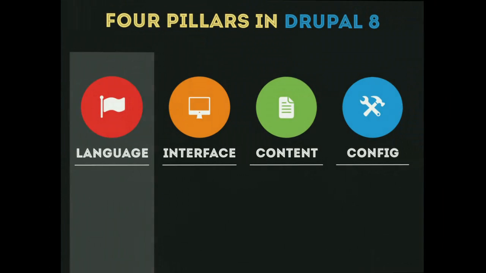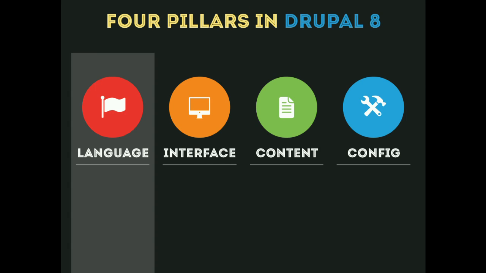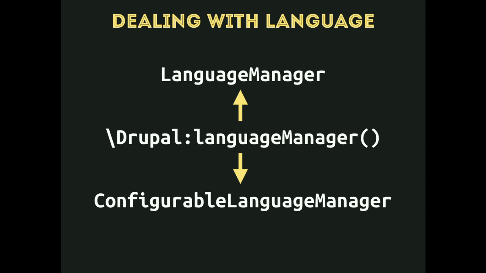So let's start with language. So the way language works on the API level is we have a language manager that is used to manage the list of languages on your site. And as I've said, even if you do not have any language features enabled on the site, you don't have the language module enabled, there is still a language manager on your site. The built-in language manager is called Language Manager. And once you enable the language module, then it's replaced with the configurable language manager.